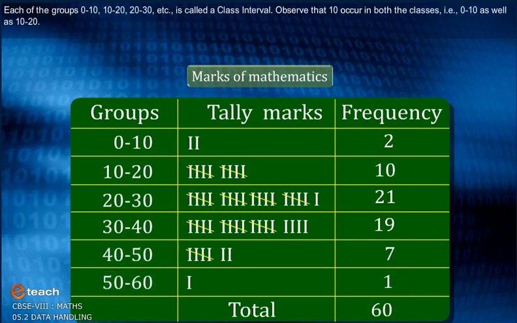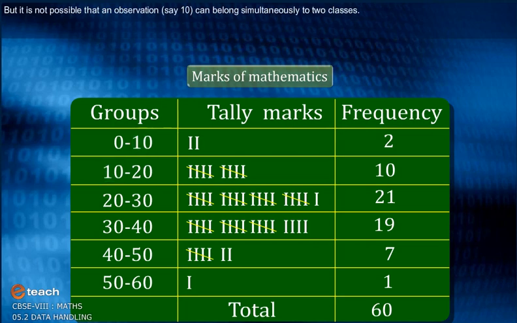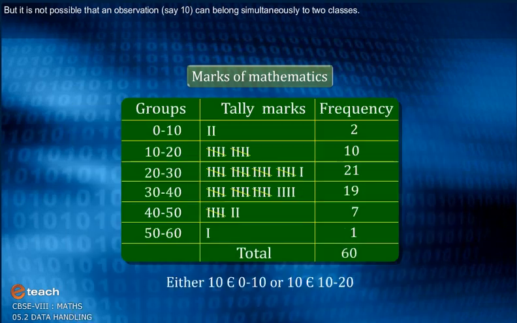Each of the groups 0 to 10, 10 to 20, 20 to 30, etc. is called a class interval. Observe that 10 occurs in both the classes, that is 0 to 10 as well as 10 to 20. But it is not possible that an observation, say 10, can belong simultaneously to two classes.